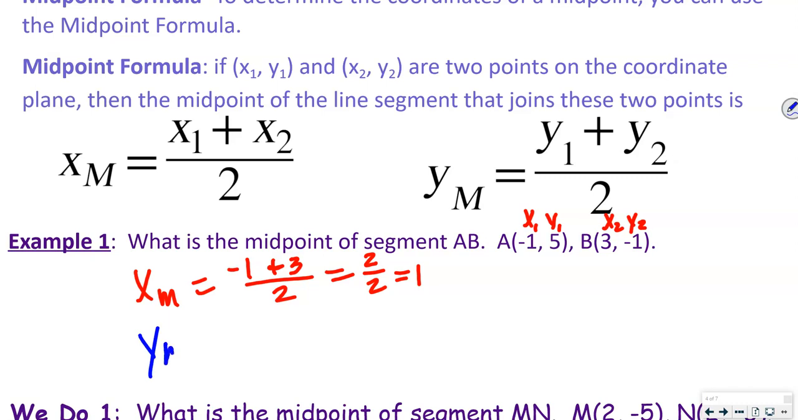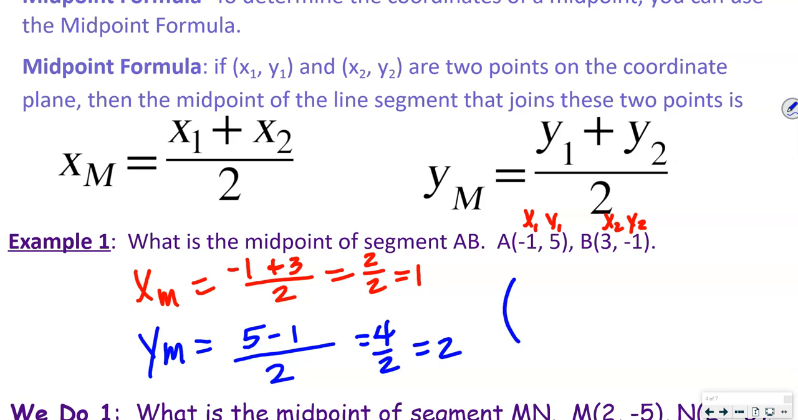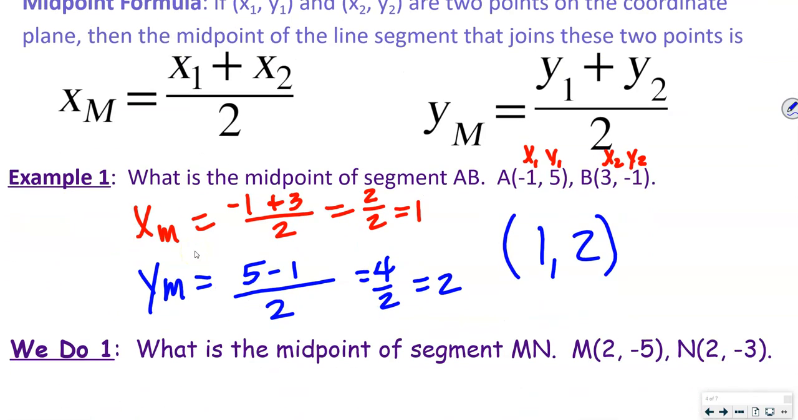So our y value of the midpoint is going to be -1, sorry, not -1, 5. 5, and if you add a negative, you actually subtract, right? So I'm just going to do it like this. So that's going to be 5 minus 1, that's 4. 4 divided by 2 is 2. So our midpoint of AB is 1, 2. Okay? So the next one we're going to do together.